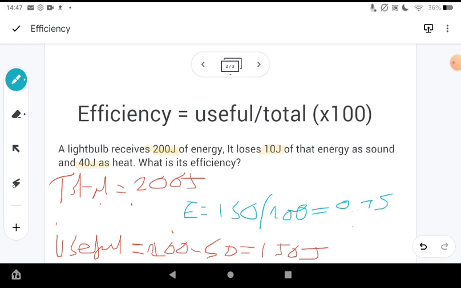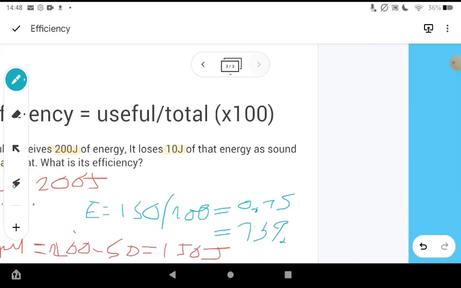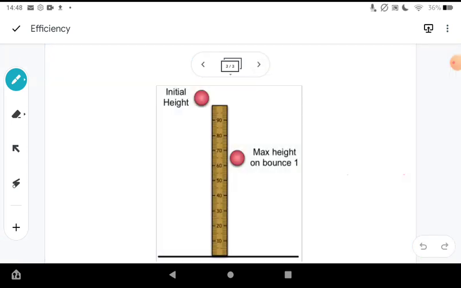0.75. And then if I want to multiply it by 100 to get a percentage, I'm going to have 75%, and that's my efficiency. Now there's a very simple practical you can do at home to show this.